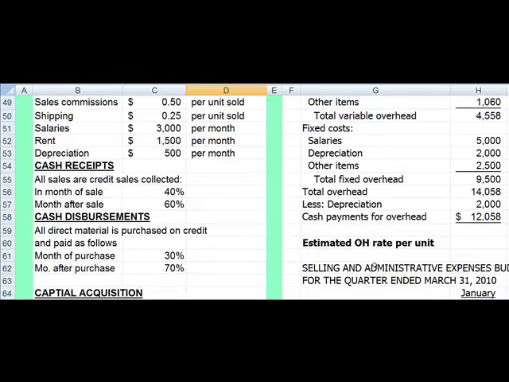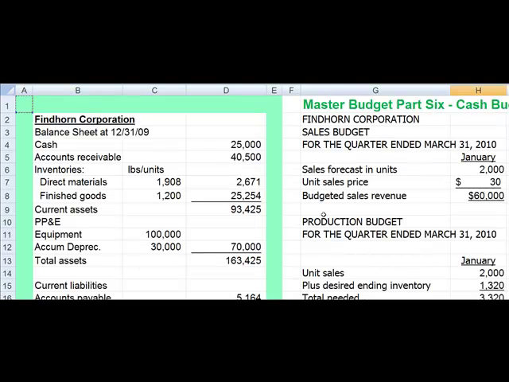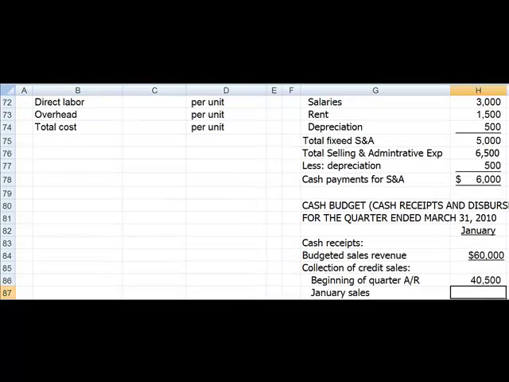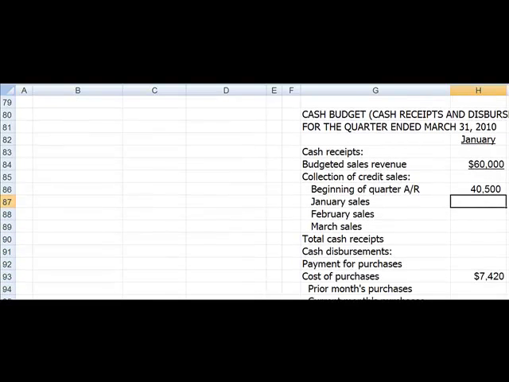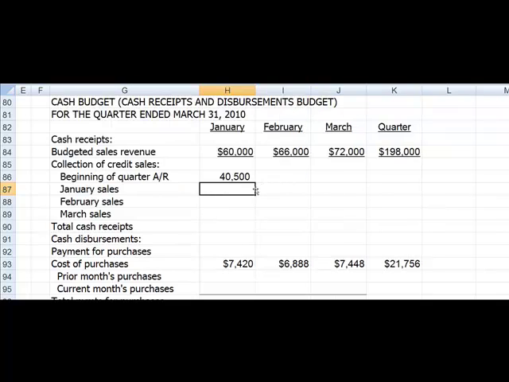So if you look at our cash budget, you'll see that we start with beginning accounts receivable, or beginning of the quarter accounts receivable. So equals, and I'm going to go back to my accounts receivable and pick up that amount. Now, the next thing we need to do is look at how we are going to be collecting our sales. Remember, our assumption was that 40% in the month of sale and 60% in the month after. So, January sales was $60,000.